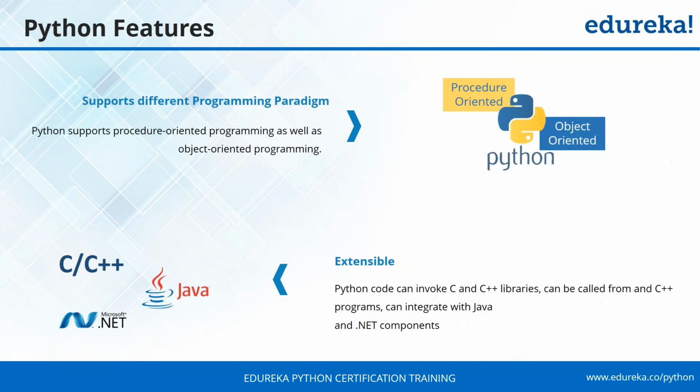Then moving forward, Python supports different paradigms. Now again, when we refer to the programming paradigm, this mainly refers to the different styles of writing a program. You have the object-oriented style, you have the procedural style as well, and then finally we have the logical paradigm. Now Python supports 2 of these major paradigms, that is the object-oriented paradigm as well as the procedure-oriented paradigm.